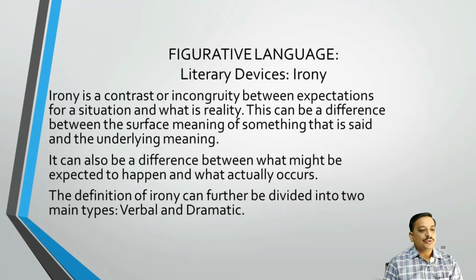Next, we move on to irony. Irony is a contrast or incongruity between expectation for a situation and what is reality. This can be a difference between the surface meaning of something that is said and the underlying meaning. It can also be a difference between what might be expected to happen and what actually occurs. The definition of irony can be further divided into two main types, verbal and dramatic.